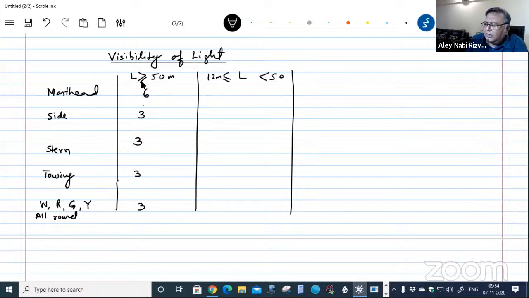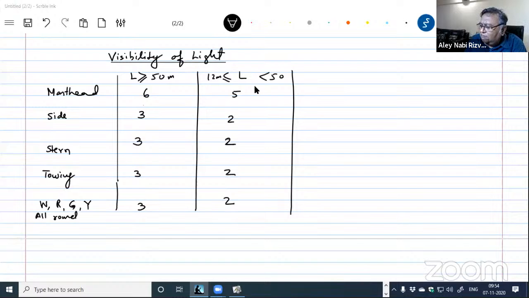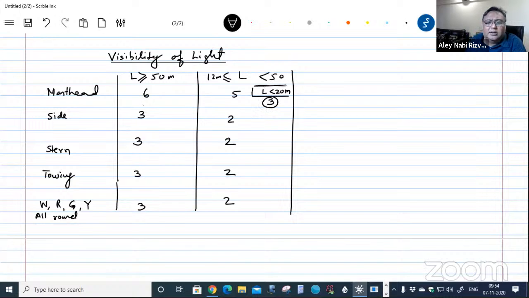So here in this 12 meter category, this is masted light. That means the range of masted light is pretty large. So it's 5 miles. Side lights 2 miles, stern light 2 miles, towing light 2 miles. Everything is 2 miles. But here there is a catch. If the vessel is more than 12 meter but less than 20 meter, the masted light range can be 3 miles. The rest of the things remain the same.